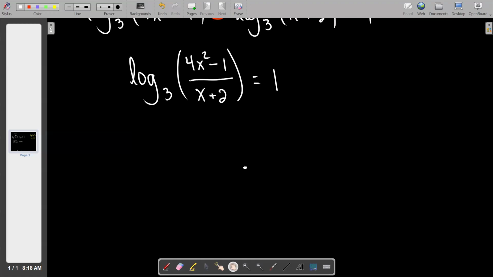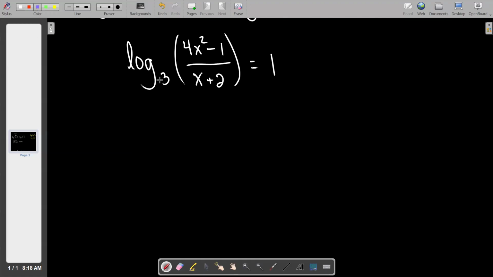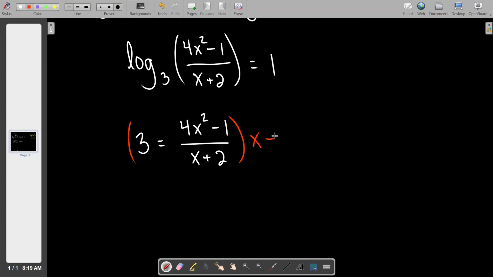Step 2, convert. And the conversion is just the water cycle. 3 to the power of 1 is just 3. And then the right side is now going to just be the argument. In our Algebra 101 training, instinct kicks in. And what do we do? Multiply both sides by x plus 2.